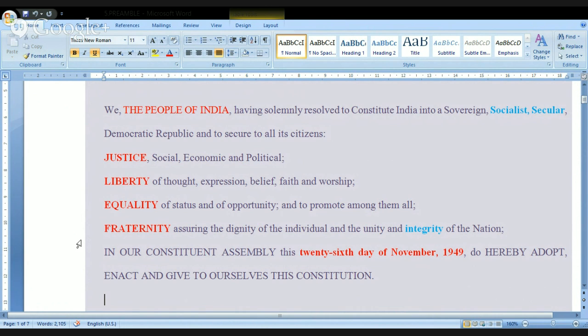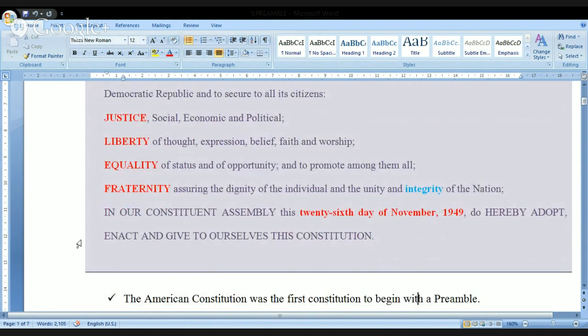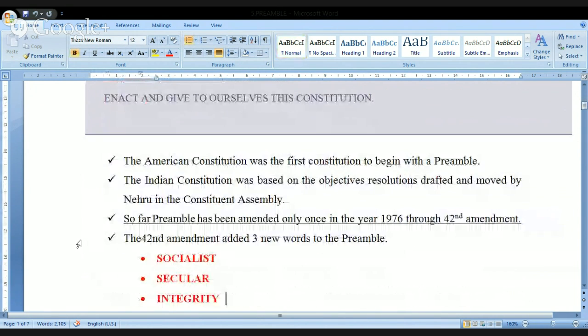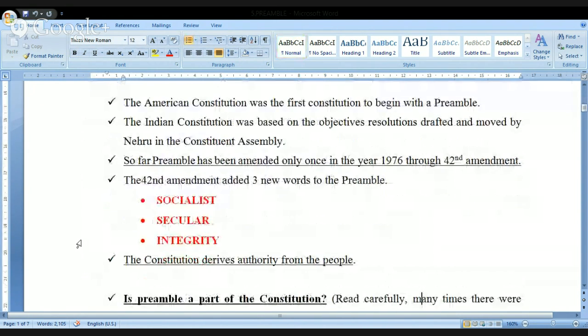So this is the whole preamble. Now let's try to explain this one after the other. Look at this. Look at this one. The American Constitution is the first constitution to begin with a preamble.